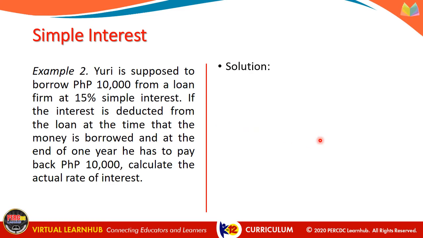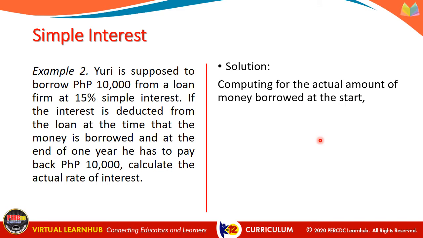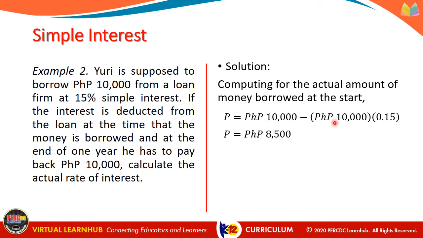For our solution, we should first compute the actual amount of money borrowed at the start. Because Yuri wasn't able to receive the supposed loan amount of 10,000 pesos in the beginning. Yuri was only able to receive 10,000 pesos minus 15% of 10,000. He only received 8,500 pesos in the beginning. Okay, this is the present value of our loan.